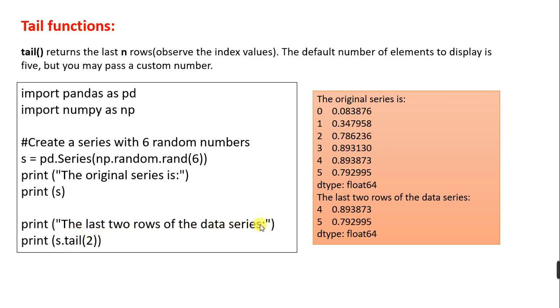Now I want to simply observe these last 2 elements. Then print s dot tail. The specified argument value is 2, so the last 2 records will be displayed, as you can see in the output.